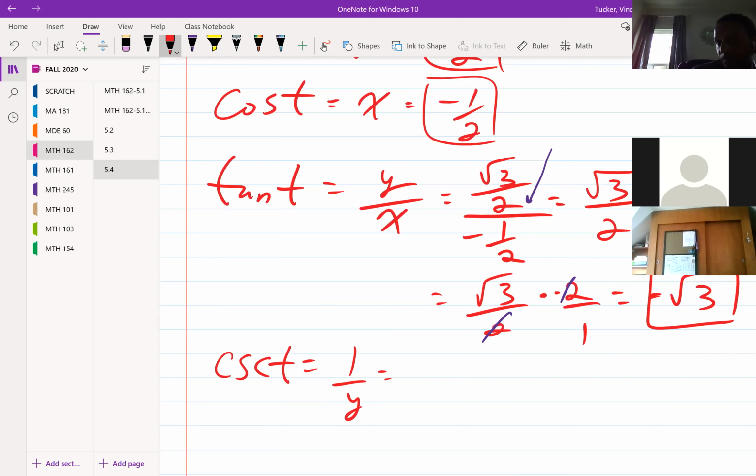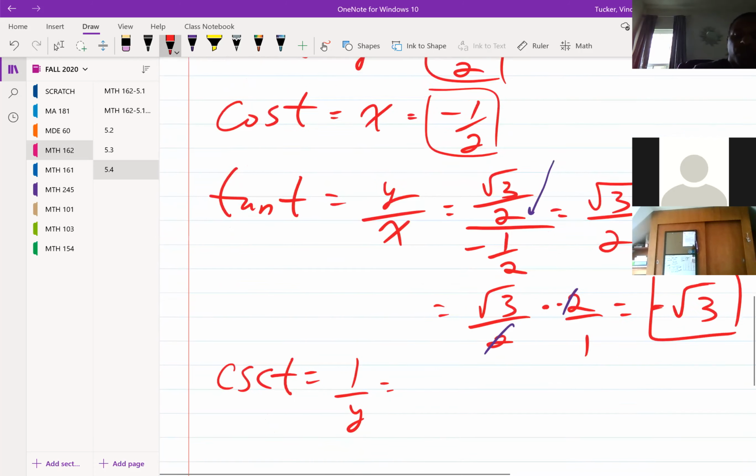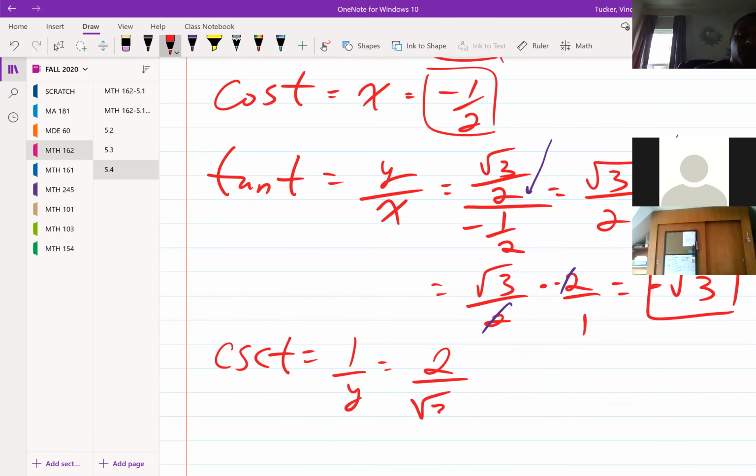So cosecant is the inverse of sine. So that's square root of 3 over 2. So that would be 2 over the square root of 3. Need to rationalize.